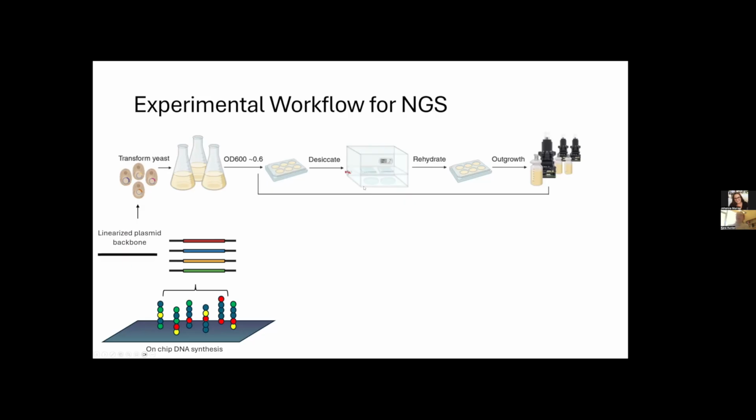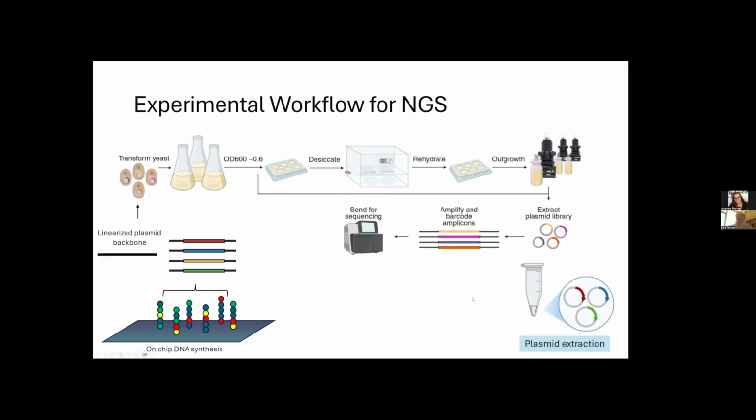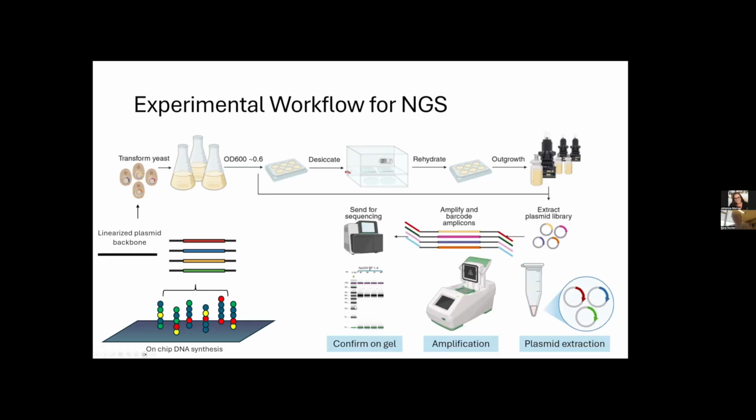And before and after this desiccation, this selection, I send out these extracted plasmid libraries for sequencing. So before and after the selection, I extract this library, amplify the DNA, and send that out. This is basically how I pellet the cells, extract, and amplify. And then when I confirm it on the gel, you need to make sure that it's all very specific, highly abundant in that one size fragment.